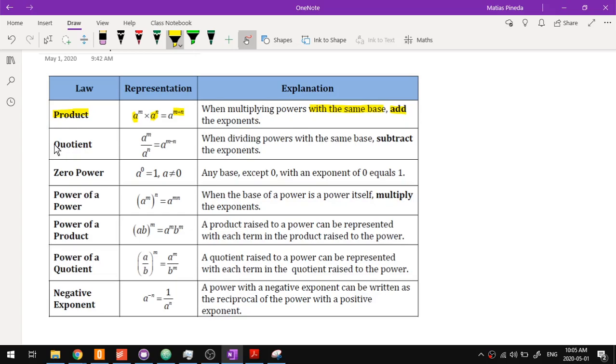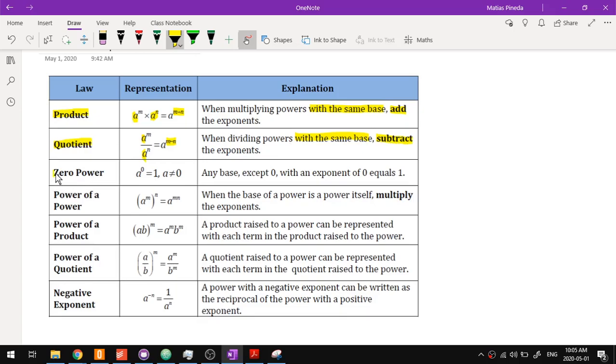The second exponent law is the quotient law. It's similar to the product law in that we're dealing with powers that have the same base. Here the bases are a, but now we're dealing with a quotient, and this will allow us to subtract the exponents. But again, we need the same base in order to subtract the exponents.